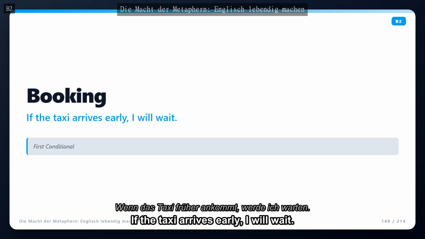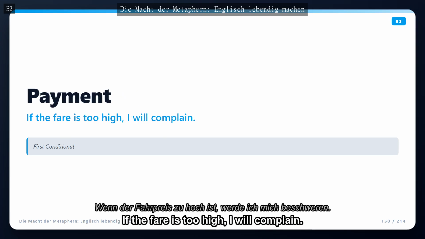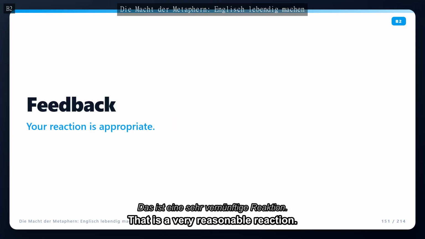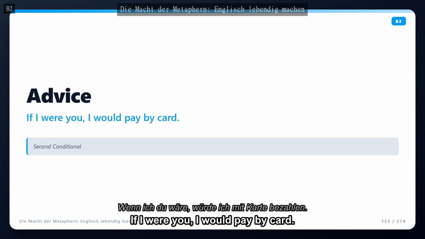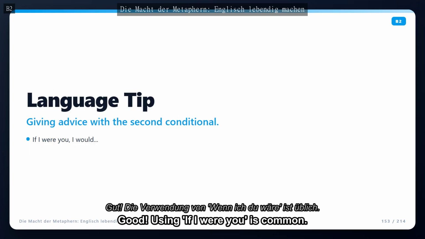If the taxi arrives early, I will wait. If the driver knows the way, it's faster. If the fare is too high, I will complain. That is a very reasonable reaction. If I were you, I would pay by card. Good. Using if I were you is common.